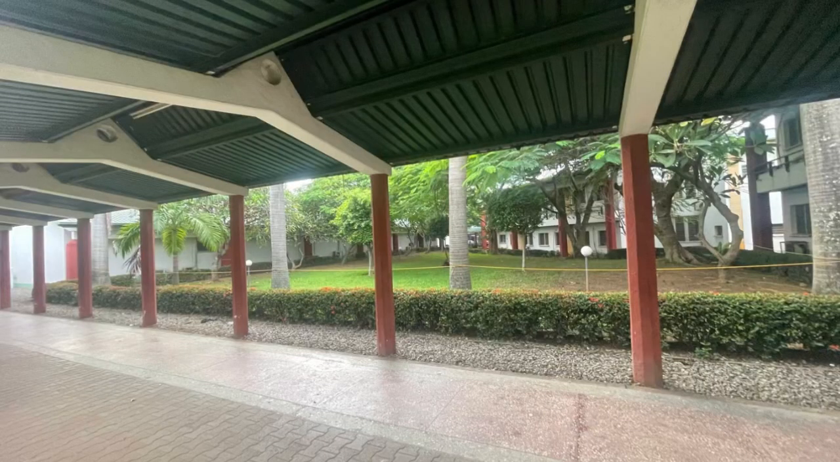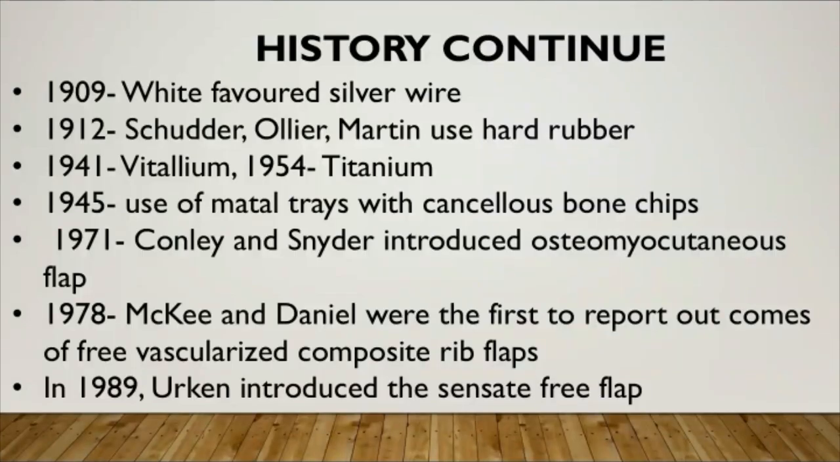In 1954, titanium. In 1945, use of metal trays with bone chips. In 1971, Collier and Sina introduced osteocutaneous flaps, while in 1978, Markey and Daniel were the first to report outcomes of free versus composite rib flaps. In 1989, Ukraine introduced the sensate free flap.